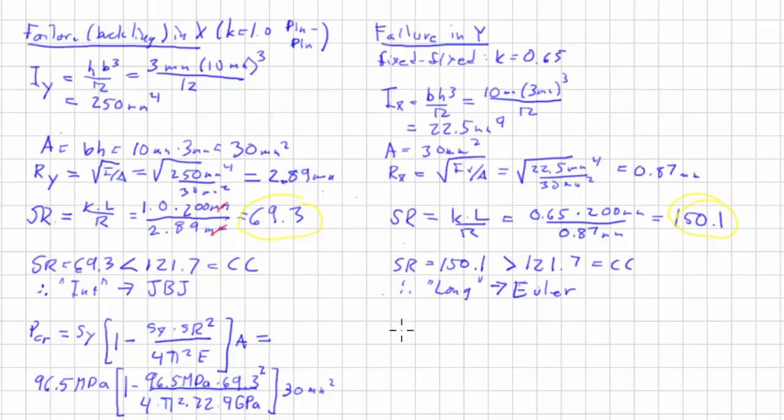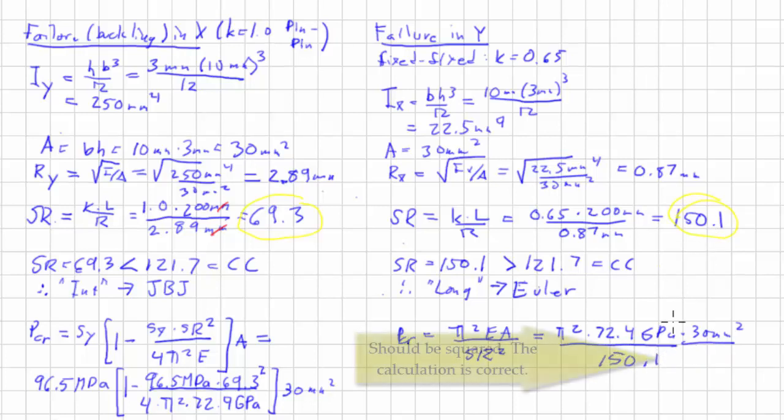And the Euler calculation for the critical load is pi squared EA over the slenderness ratio squared. So pi squared times 72.4 gigapascals times 30 square millimeters, and our SR is, make sure you use the correct one, 150.1, and that's unitless.